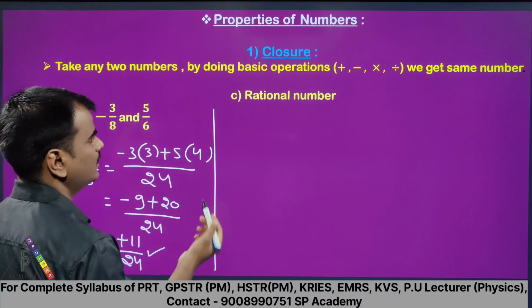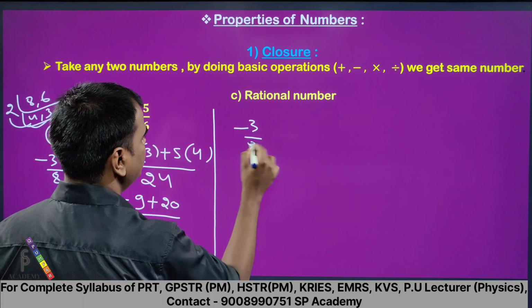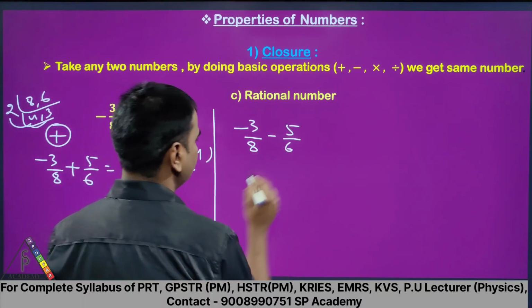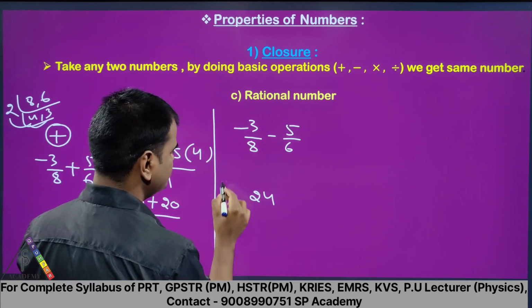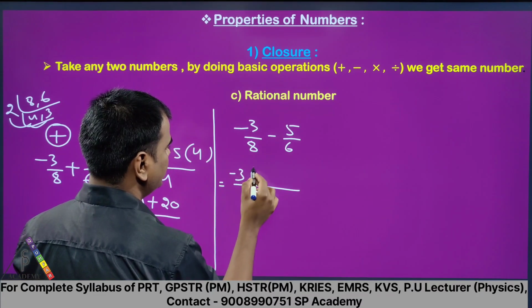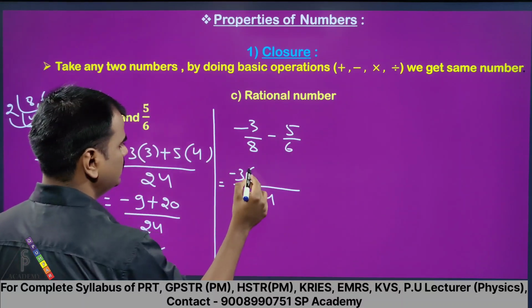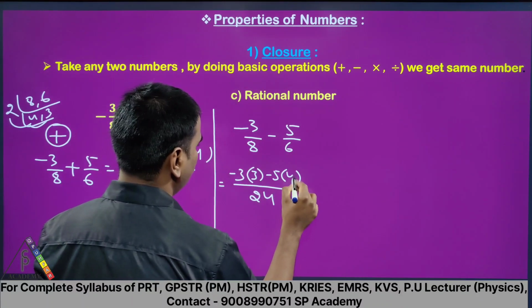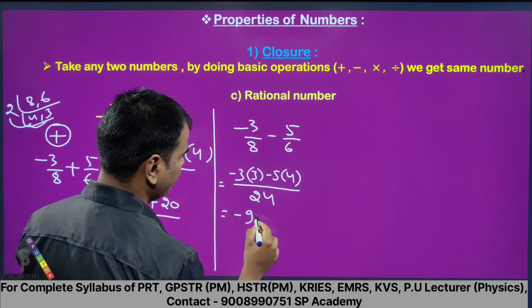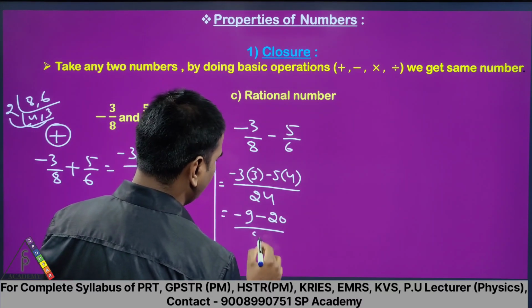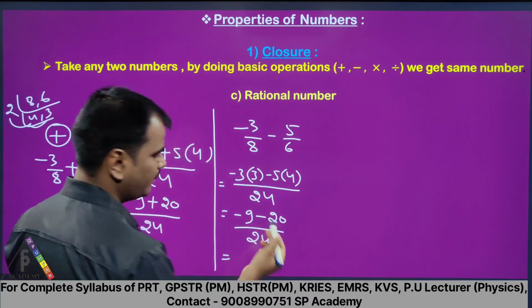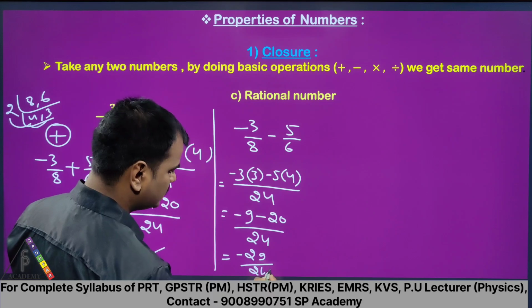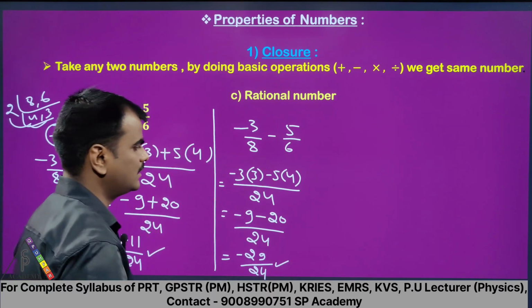Next, we'll check for the subtraction. -3 by 8 minus 5 by 6. Same, the LCM is 24. -3 into 3 over 24, minus 5 into 4. That is -9 minus 20 by 24. -9 minus 20 is -29 by 24. This is also valid under subtraction.